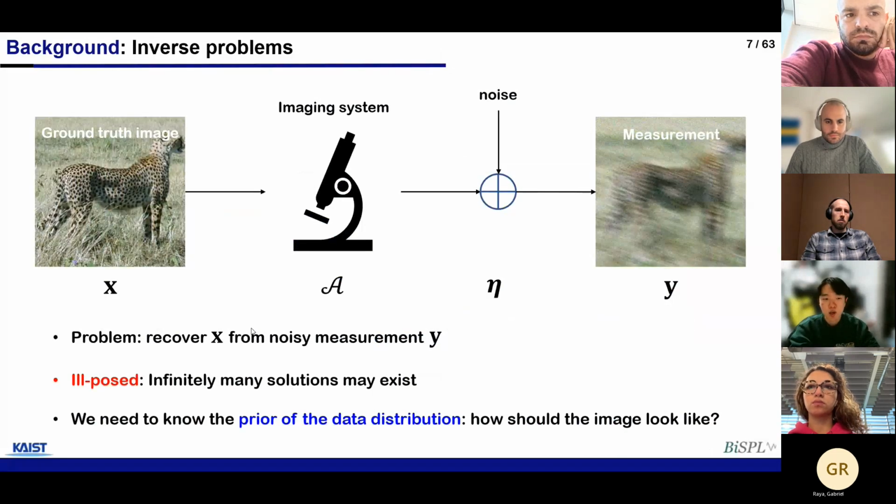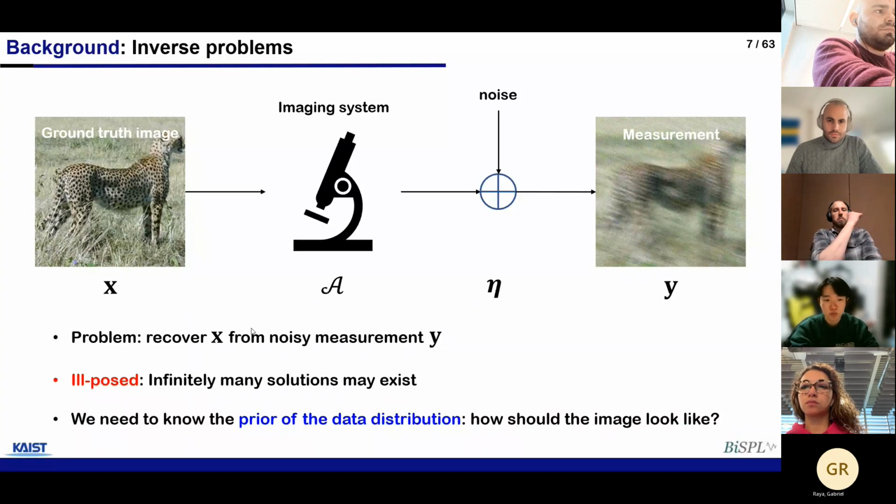On the other hand, here we are interested in solving inverse problems. In the inverse problem setting, our aim is to recover the ground truth X from the noisy measurements Y, obtained through some imaging system A. And there will be some pollution of noise, eta. The problem is naturally ill-posed, which means that there exist infinitely many solutions to this problem.